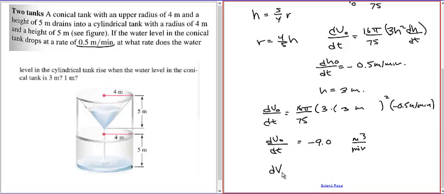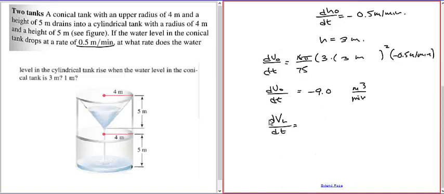Now what's going out of the cone has to go into the cylinder. So the cylinder's rate of change of volume there is plus 9.0 meters cubed per minute. So that's going to be the input to the next part of the problem.